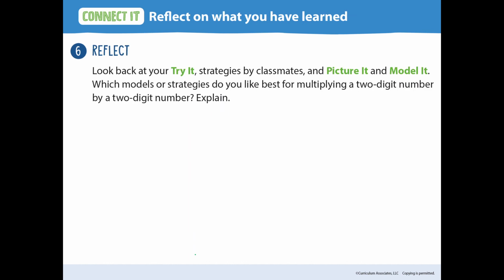Number 6, reflect. Look back at your try it, strategies by classmates, and picture it and model it. Which models or strategies do you like best for multiplying a 2-digit number by a 2-digit number? Explain. So if you need to look back in the video and look at some of the different strategies that we used, or look back in your book, figure out which one you like the best, which one works the best for you, and why you like that one the best.